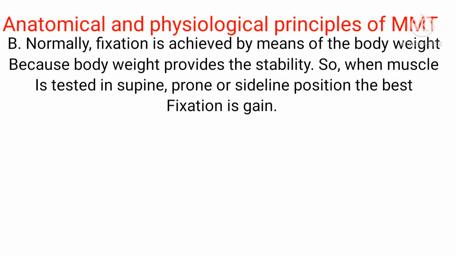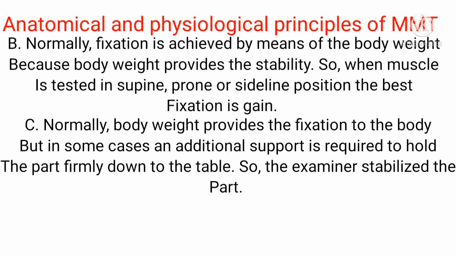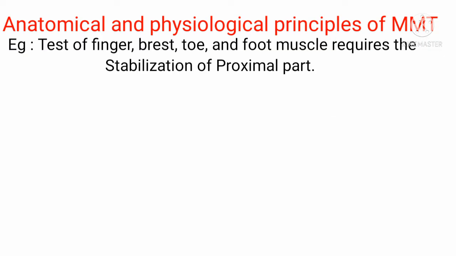Normally fixation is achieved by means of body weight, because body weight provides stability. So when a muscle is tested in the supine, prone, or sidelying position, the best fixation is gained. Normally body weight provides the fixation to the body, but in some cases additional support is required to hold the part firmly down to the table, so the examiner stabilizes the part. For example, testing of finger, wrist, toe and foot muscles requires stabilization of the proximal part.